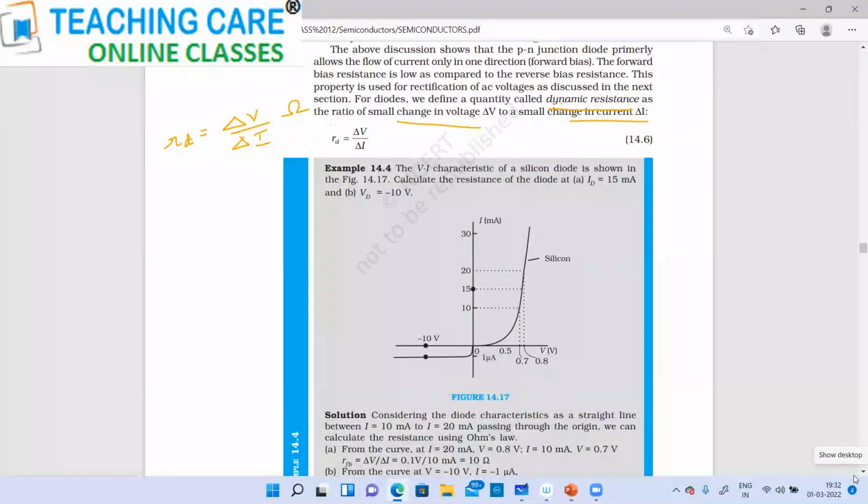This is dynamic resistance in the diode. Dynamic resistance would be more like comparing resistance for a whole area of the graph, right? Yeah.